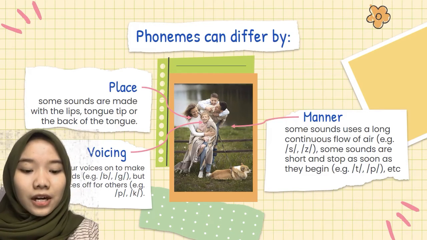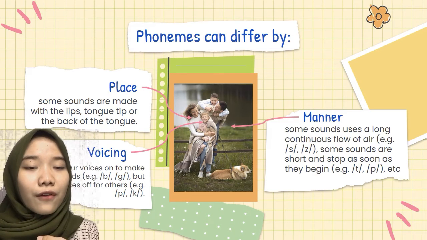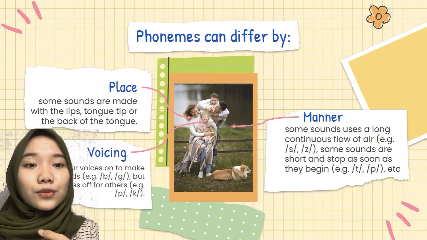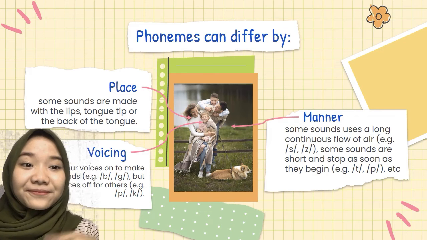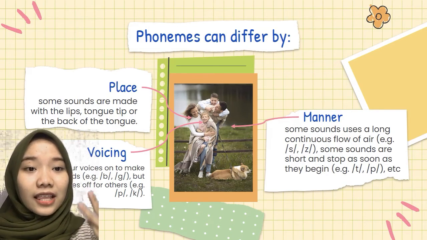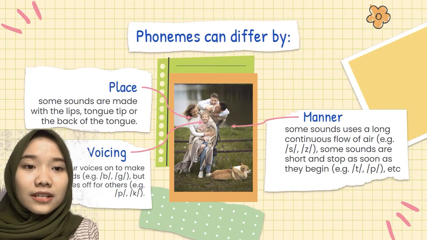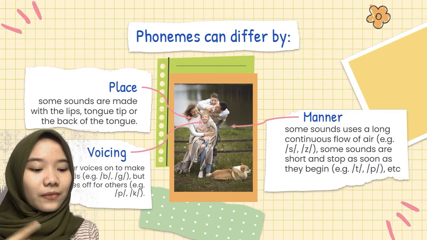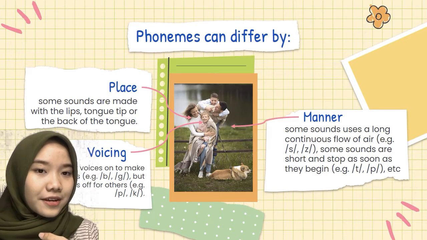Two, manner. Some sounds use a long continuous flow of air, and some sounds are short and stop as soon as they begin. And the last, three, is voicing. We switch our voices on to make some sounds, but turn our voice off for others.